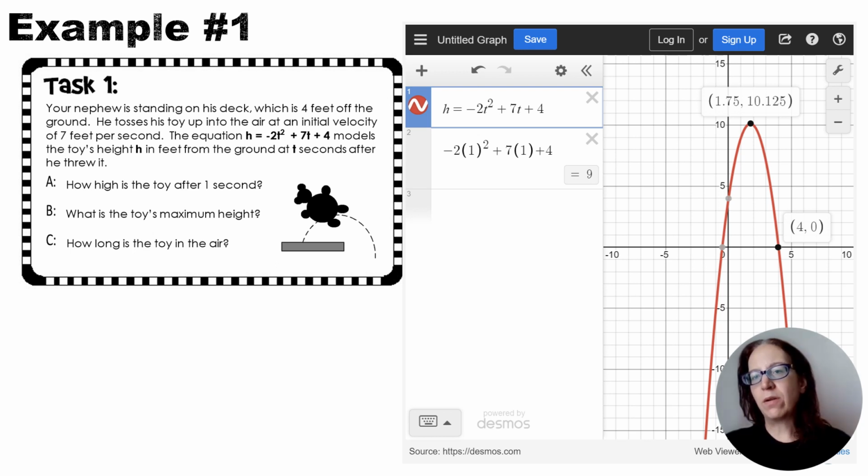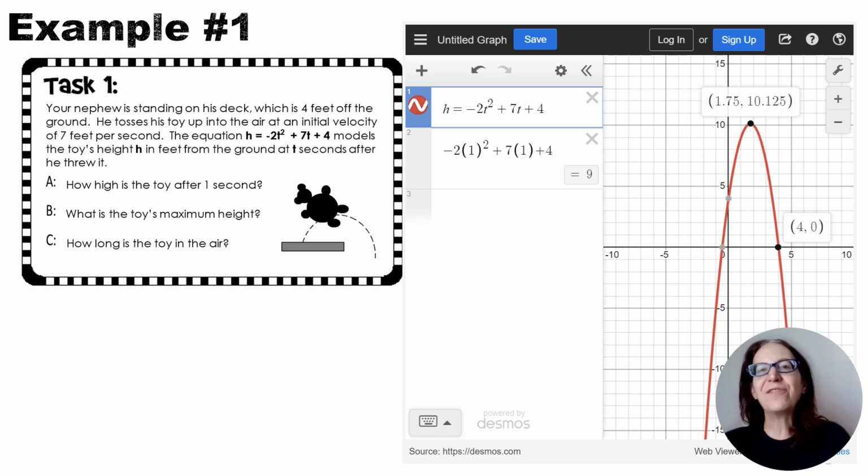Oh, sorry, it said 1.9. Just barely. I'm a little bit over it right now. 1 second, and it's a little bit over 9 feet. There, oh, I was there. If you're watching closely, you should have seen it. Okay, there it is. So one way you could figure out how high is the toy after 1 second is to do what I'm doing. You just want to hold the button down on your mouse, and you can trace the parabola till you find the point you're looking for.